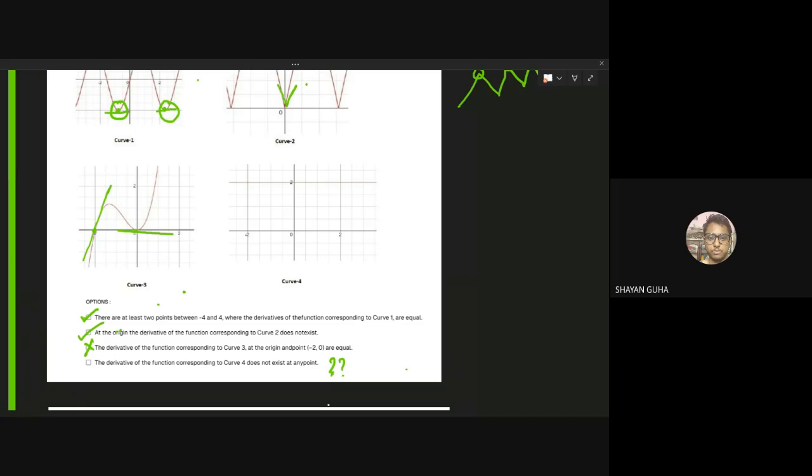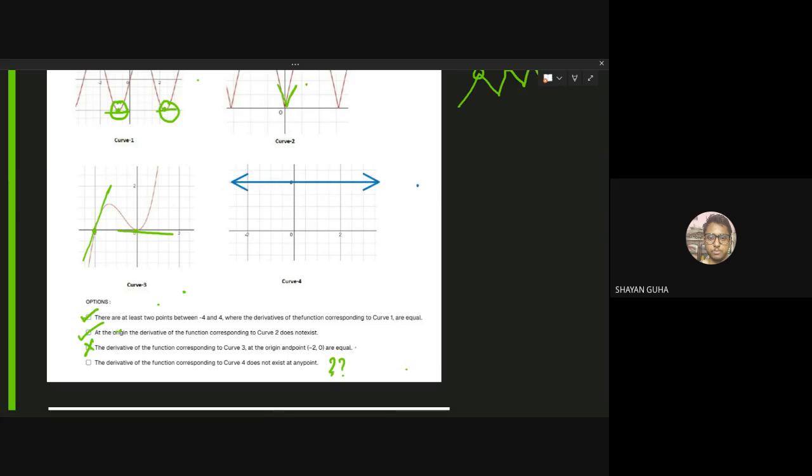It's parallel to the x-axis. Where? Which one? At 0 comma. Okay, got it. Let me just draw it first. From 0 to this one. So this is the curve.